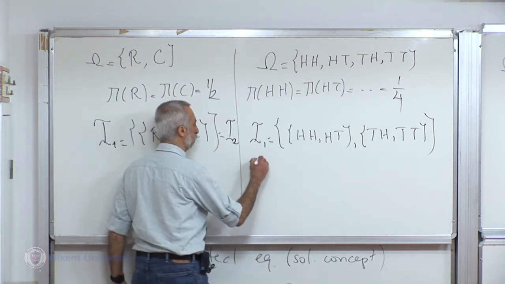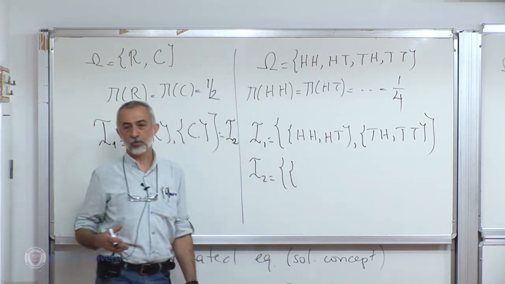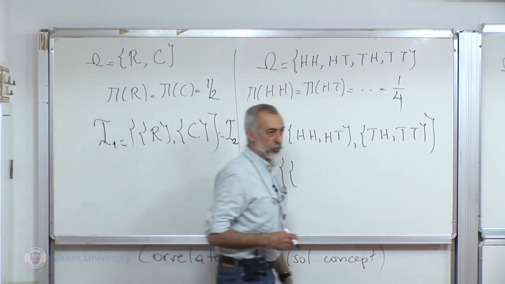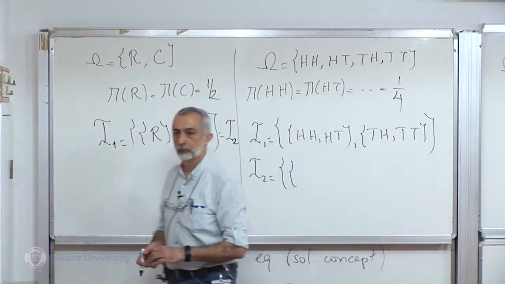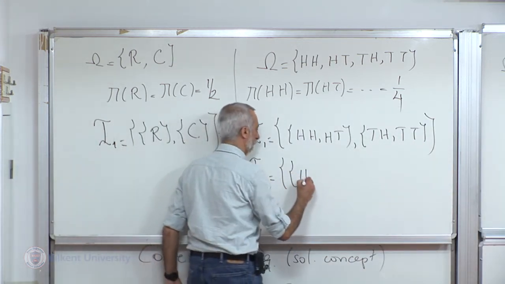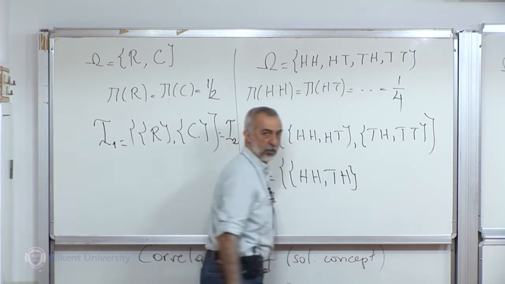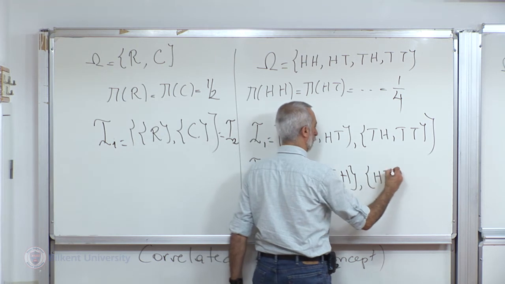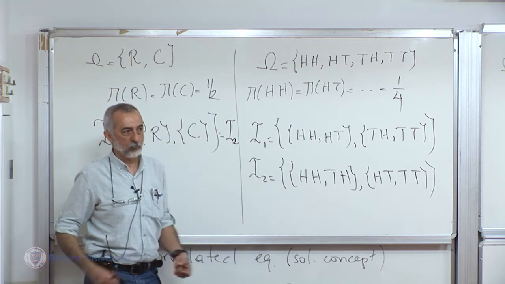So player two's information partition consists of what? Again, it's a subset of this, and it should be such that by looking at that structure, I should be able to tell what player two knows about the outcome. Yes, sir. HH and TH. That's one set in the partition. And the other one? Okay, does everybody agree? Okay, very simple idea.